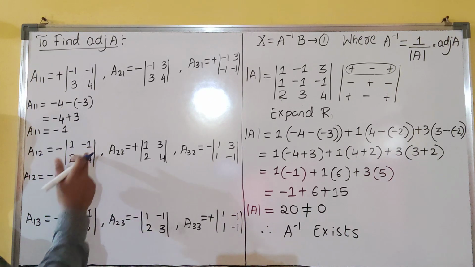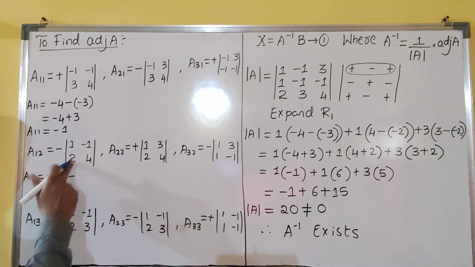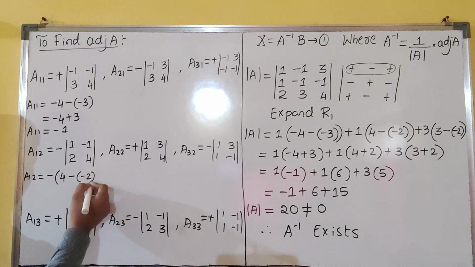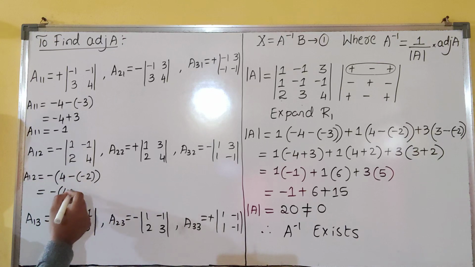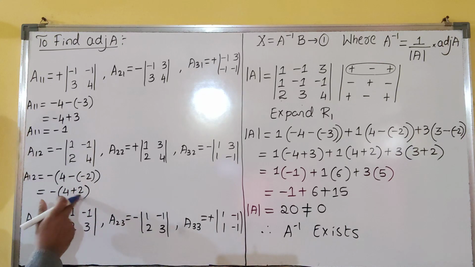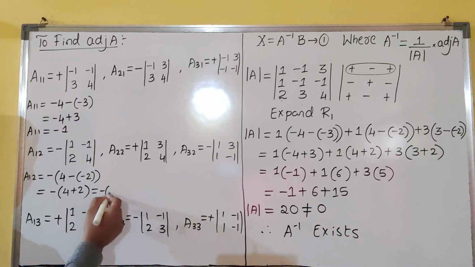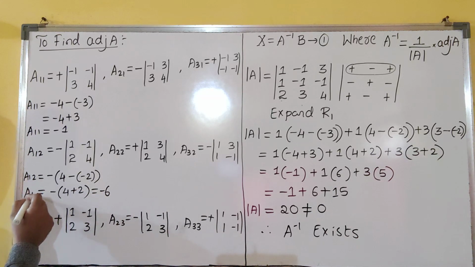Before multiplying this and this, I have to write the minus sign: 2 into minus 1, minus 2, dear students. So minus into minus is plus 2, 4 plus 2 is 6, 6 into minus is minus 6. A12 value is what? Minus 6. Understood? So now A13.